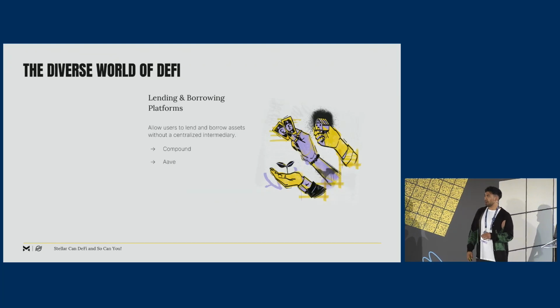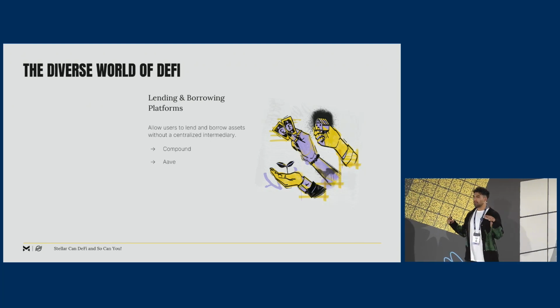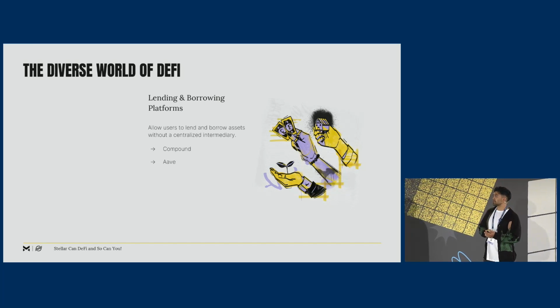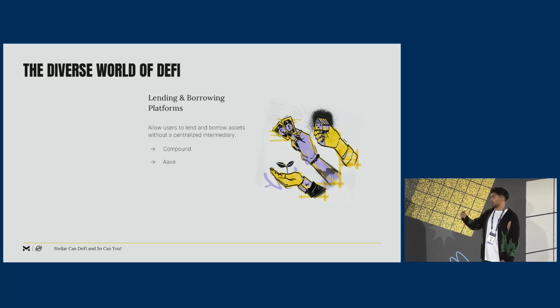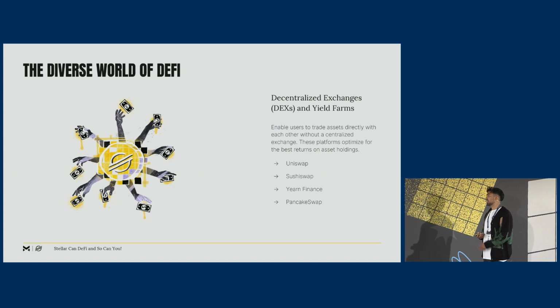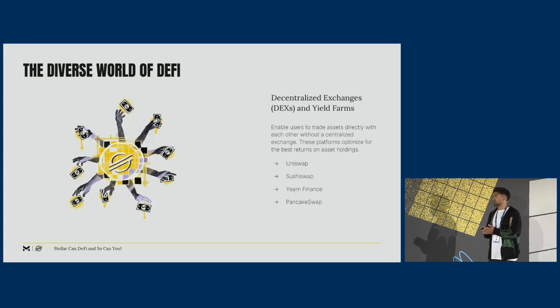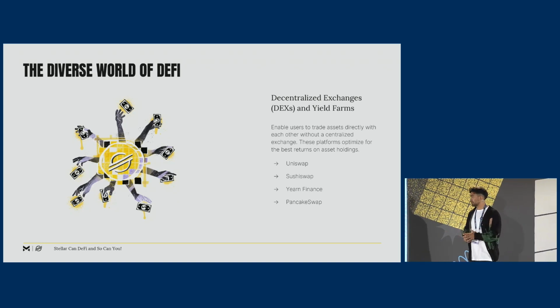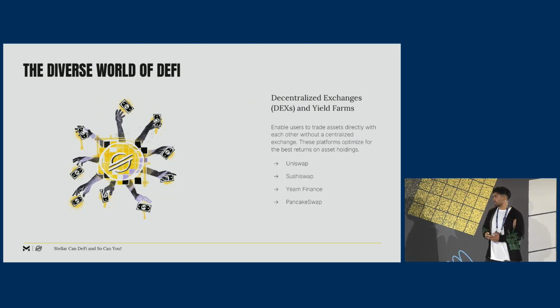Then we have lending and borrowing. Again, taking out the middleman of a centralized authority, aka a bank, and allowing users to participate in financial instruments such as lending and borrowing. So here we have Compound and Aave. And next up, decentralized exchanges and yield farms. These are really the backbone of DeFi because they allow users to deposit tokens into a liquidity pool, and then using that liquidity, users are able to start participating in trading, swapping, etc.